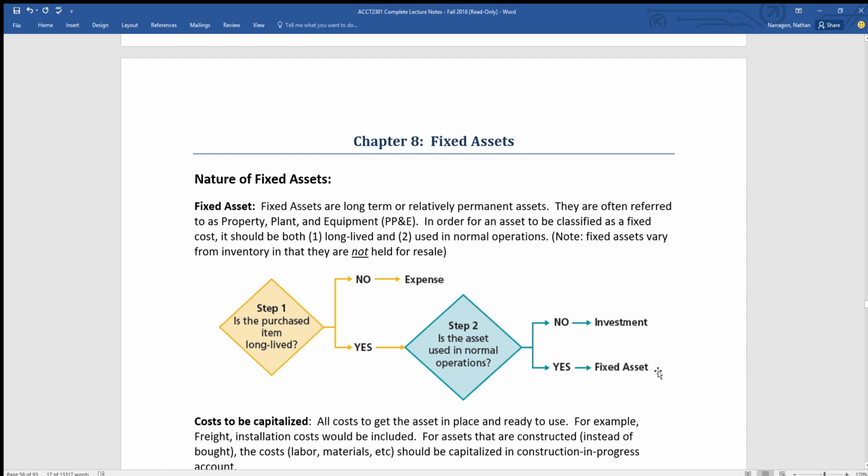The thing is, with fixed assets, they have to follow these 2 steps. They have to be long-term and they have to be in normal operations. The most common mistake is that we don't treat them as normal operations, and accountants must understand the business. Okay, that is our main goal. If you're going to become a CPA or even just run your own business, you have to understand fixed assets have to be a part of normal operations.